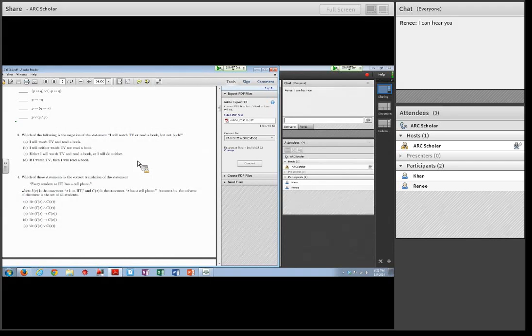Let's do it quickly. Which of the following is the negation of the statement, I will watch TV or read a book? But what does the proposition actually mean? Like, do we have something we already know? It's something or something, but not both. Yeah, it's an exclusive or. So what is the negation of an exclusive or?